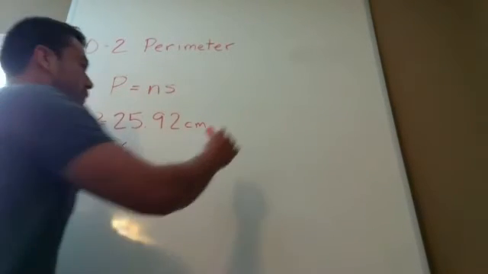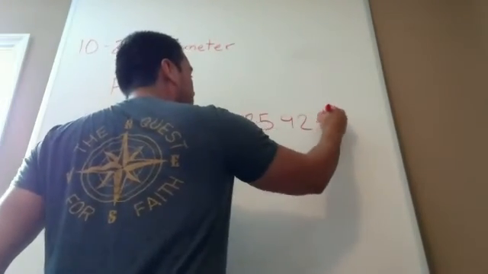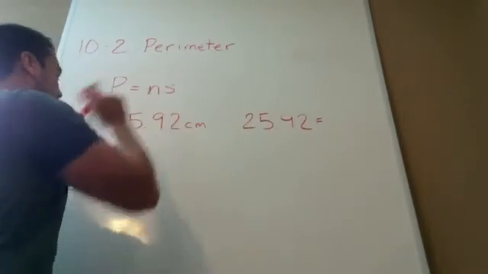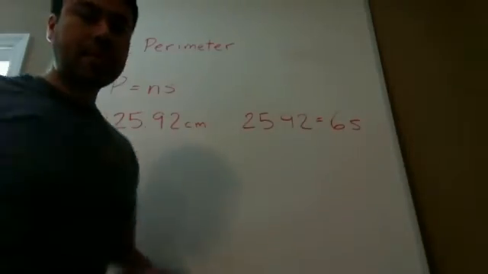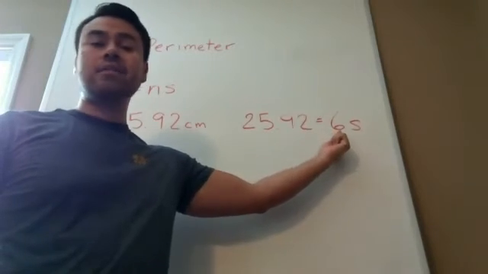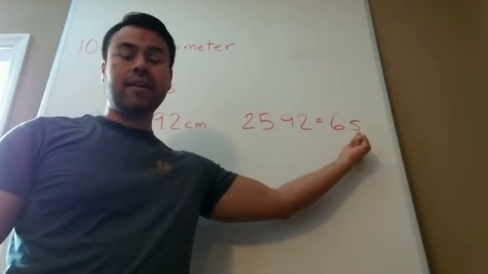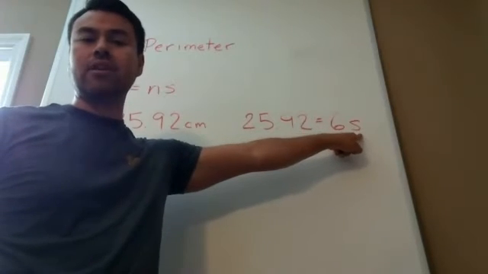So I have 25.92 equals N times S, 6 times S. Okay, I already have the perimeter. They gave me how many sides. I'm trying to find what is the length of each side. So how in the world am I going to solve for S here?